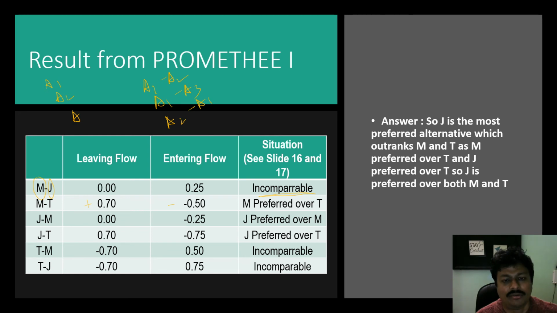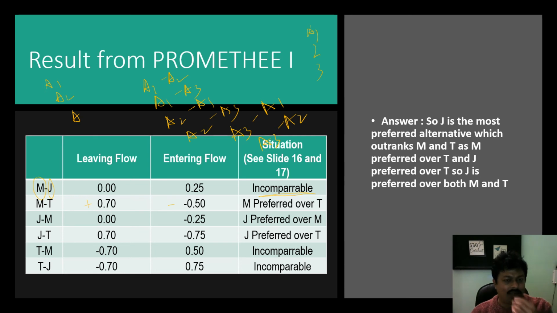A2 minus A1 will be there. A2 minus A3 will be there. So A2 is complete. Now A3 minus A1 will be there, and A3 minus A2 will be there. That is how all the alternatives are completed. So always follow this sequence. Don't change the sequence of alternatives. 1, 2, 3 will remain as 1, 2, 3. Otherwise, this will be erroneous.